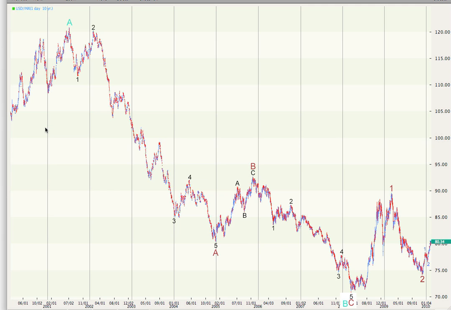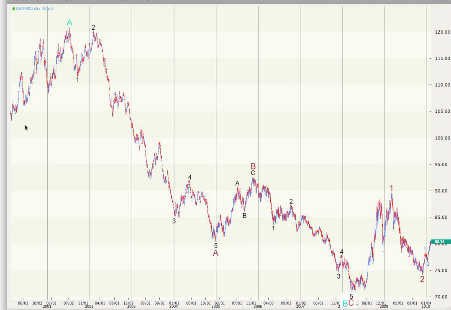Starting our analysis with a reminder of the slightly bigger picture. This is a chart going back for the last 10 years. We had a cycle degree wave A, a three-wave structure up, followed by a three-wave structure down for B to end in 2008, followed by some recent upwards movement, a primary 1 up, primary 2 down, and we're just starting on a primary third wave up.